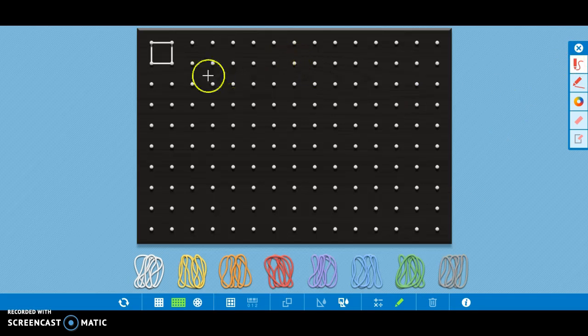So 1 squared is equal to 1. So that's like the smallest you can do, and you can fill in the rest for the other ones. 2 times 2, 3 times 3, all the way up to 9 on this particular Geoboard. If our Geoboard was bigger, then we could keep going for as much space as we had. Alright, so you can see a trend there on how the perfect squares work.